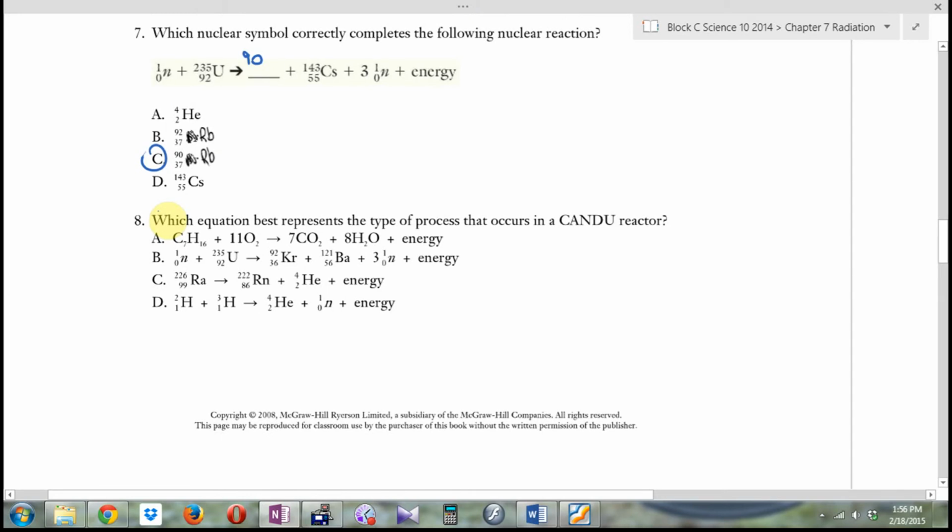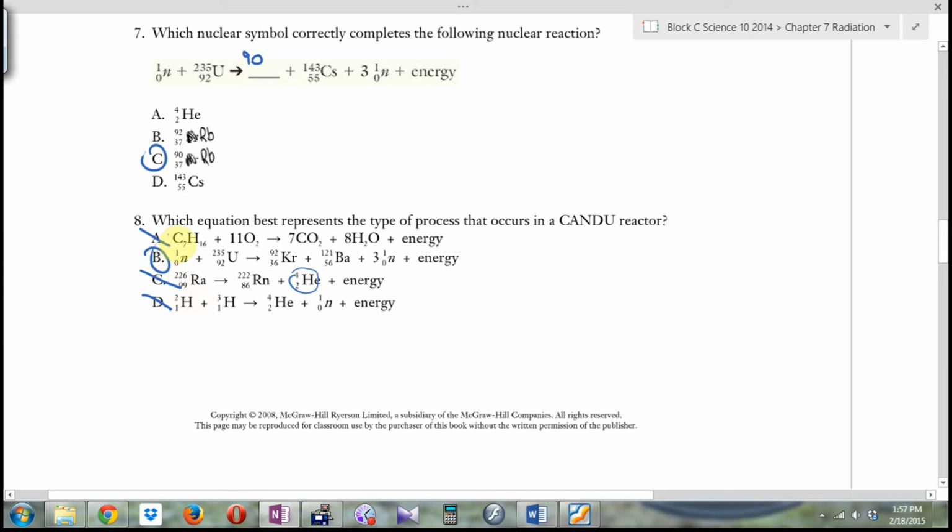Mr. Dueck, you didn't tell us number 8. The CANDU reactor is a nuclear reactor. It splits atoms. So really what you're looking at is saying, which of these 4 equations is splitting an atom? That's fusion. That's what goes on in the sun. That's alpha decay. What's A? It's combustion, right? Hydrocarbon plus oxygen gives carbon dioxide and water.